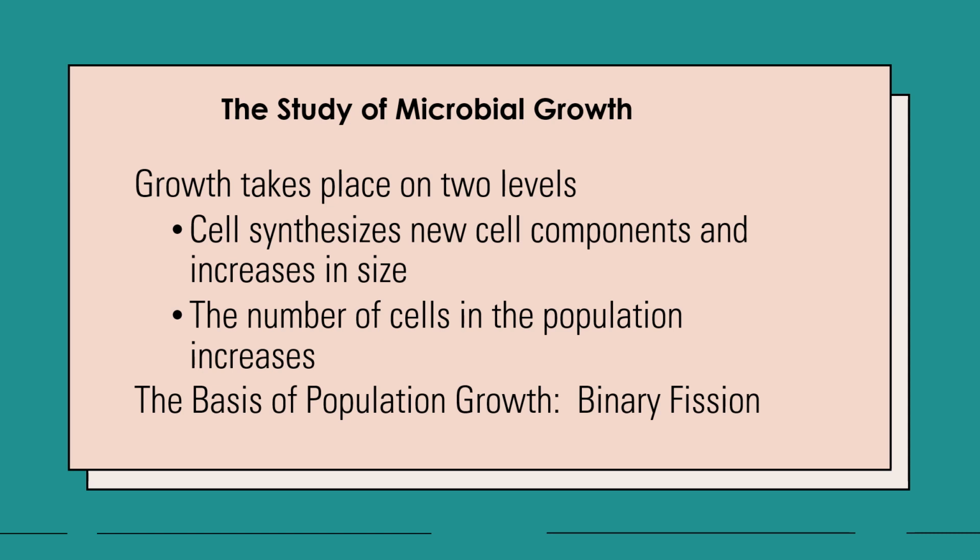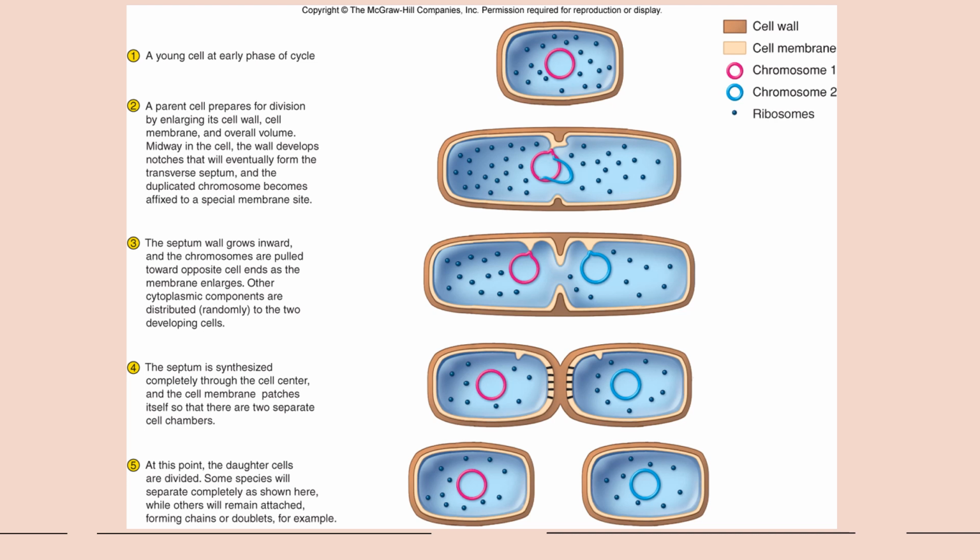The study of microbial growth. Growth takes place on two levels. The cell synthesizes new cell components and increases in size, and the number of cells in the population increases. So the basis of population growth is binary fission. Now let's see, this is binary fission which is occurring.